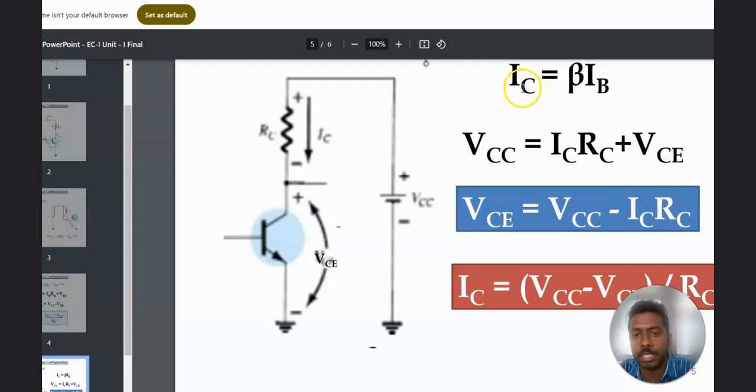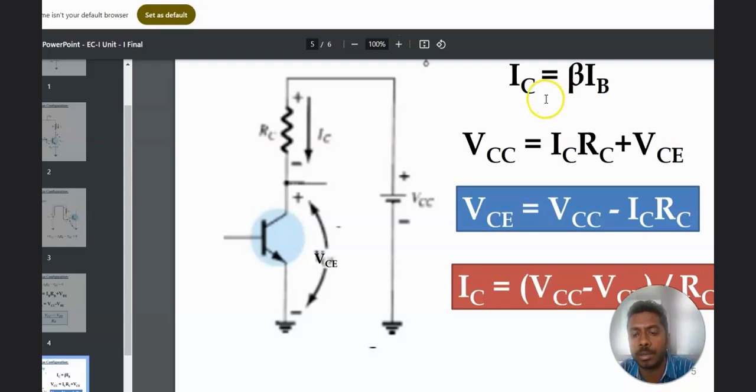We already know that IC is nothing but beta into IB, where this beta will depend on the room temperature. That is, whenever the room temperature changes, the value of beta also changes. Therefore, when we find the stability factor for this fixed bias circuit, the stability will directly depend upon the value of beta. The room temperature gets varied frequently, therefore the value of beta also changes frequently. Hence, we can declare that the stability of this fixed bias configuration will vary with respect to the room temperature.